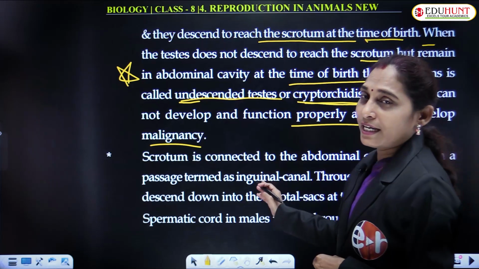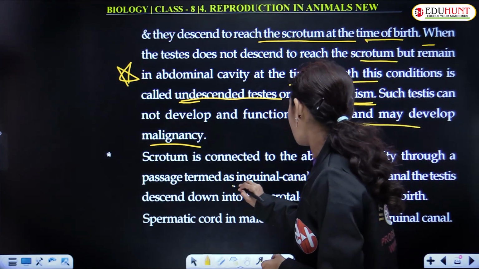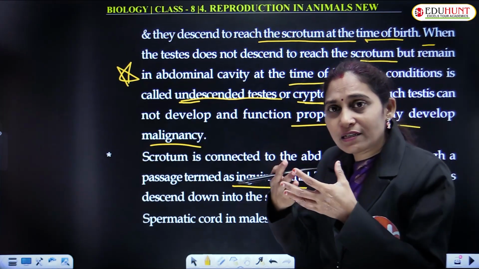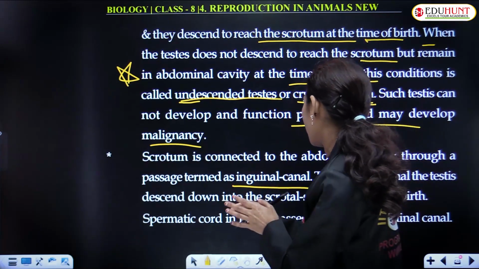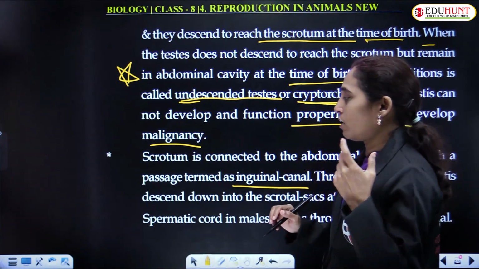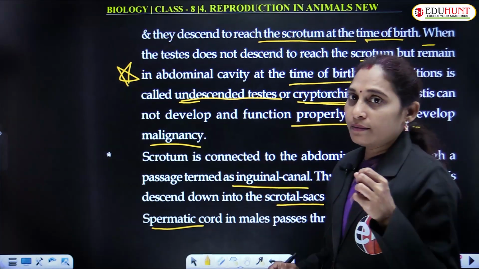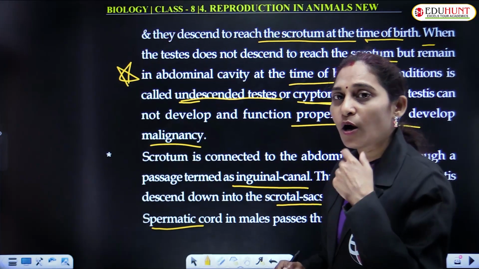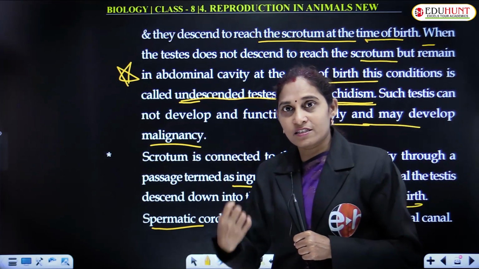The scrotum is connected to the abdominal cavity through a passage termed the inguinal canal. The scrotum is not an isolated one. It has a connection with the abdominal cavity, and the connection is known as the inguinal canal. Through this canal, the testes descend down into the scrotal sac at the time of birth. It is the junction, the canal that passes between the scrotal sac and the abdominal cavity.